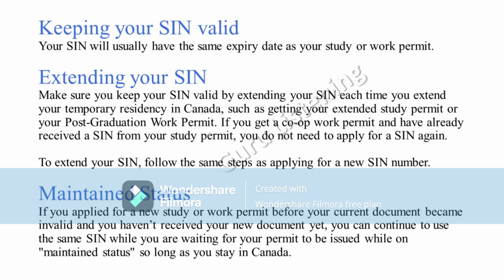To extend your SIN, follow the same steps as applying for a new SIN number. Maintain status. If you applied for a new study or work permit before your current document became invalid and you haven't received your new document yet, you can continue to use the same SIN while you are waiting for your permit to be issued while on maintain status so long as you stay in Canada.